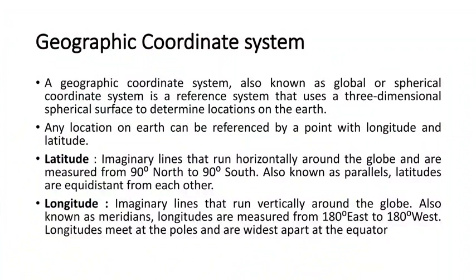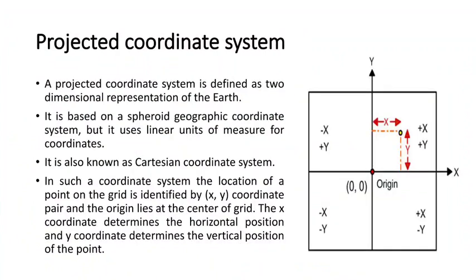So using this latitude, and longitude is perpendicular to this. They are measured from 180 degree east to 180 degree west. That is the north south line. So using this latitude and longitude, we can locate any particular point on the surface of the earth.